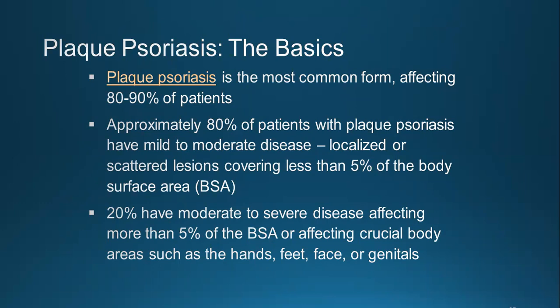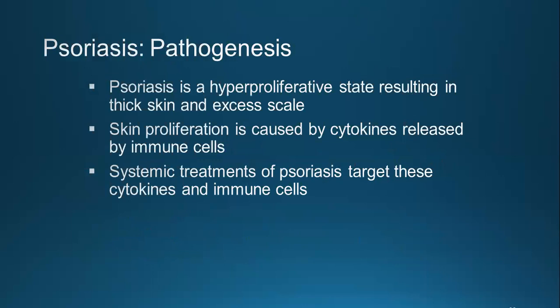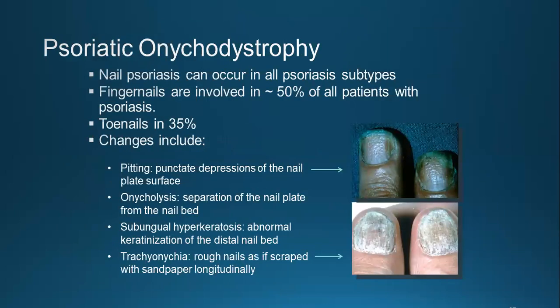20% have moderate to severe disease affecting more than 5% of the body surface area, and may be affecting crucial areas such as the hands, feet, face, and genitals. It's a hyperproliferative state resulting in thick skin and excessive scaling. Skin proliferation is caused by the cytokines which are released by the immune cells. Systemic treatments such as steroids target these cytokines and the immune cells.